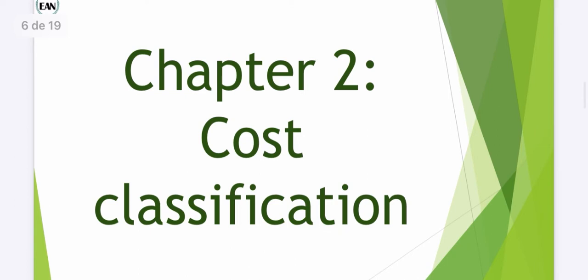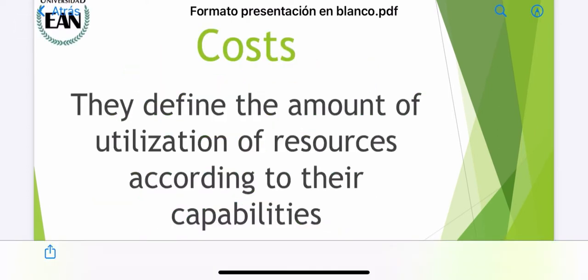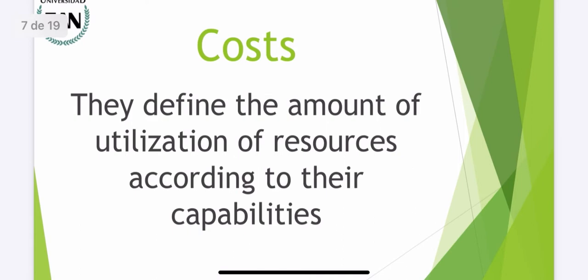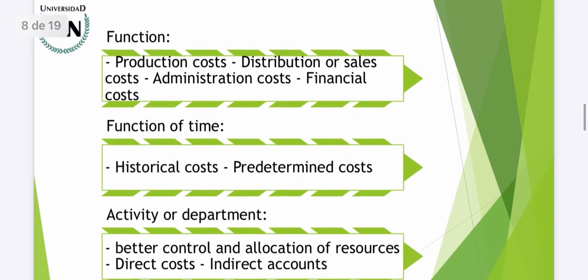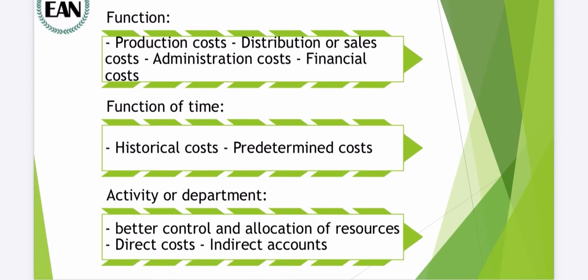Chapter 2. Cost classification. Costs define the amount of utilization of resources according to their capabilities. By function: production cost, distribution or sales cost, administration cost, financial cost. By time: historical cost, predetermined cost. By activity or department, control and allocation of resources: direct cost, indirect cost.